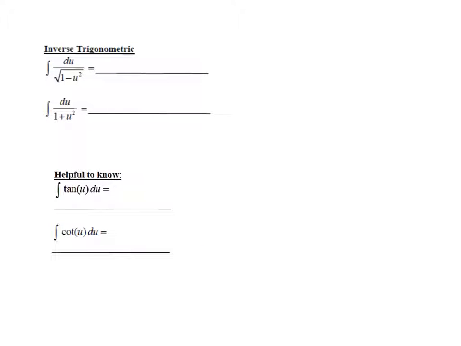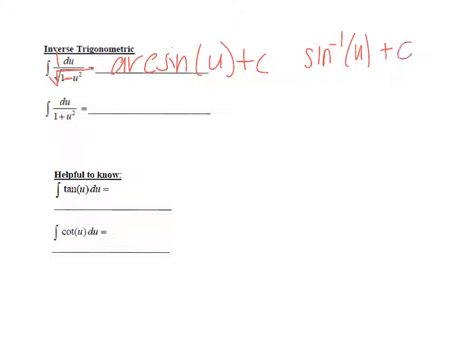Some inverse trig functions, there were only 2 that you had to remember. One was arcsine, one was arctan. So remember, arcsine: sine starts with s, the square root starts with s, subtract starts with s. So if you can find that 1 over square root of 1 minus u squared form with respect to u, you know that's going to be arcsine of u plus c. Another way to write that is sine inverse of u plus c.